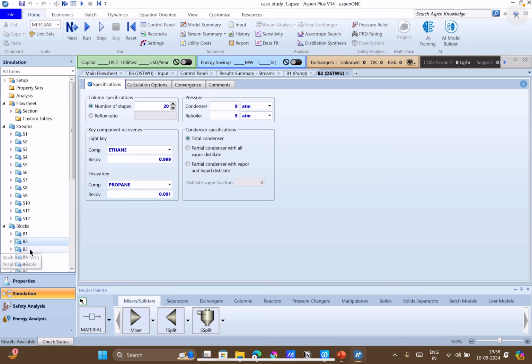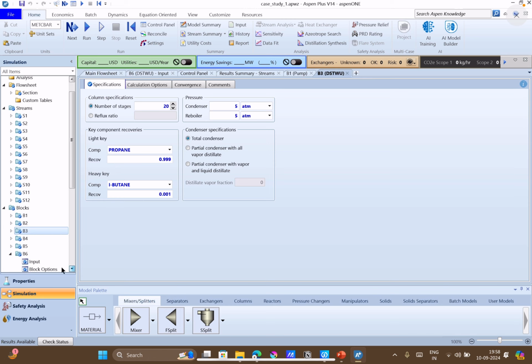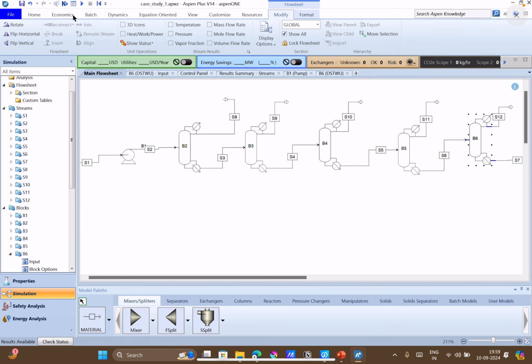Similarly for B3, specify number of stages, pressure, temperature condition, light key and heavy key component. Now this part will change and the pressure part will change. Add for all the other blocks, as you can see, till the last column where we will get isopentane as a product. Once that is done, you can just run the simulation.